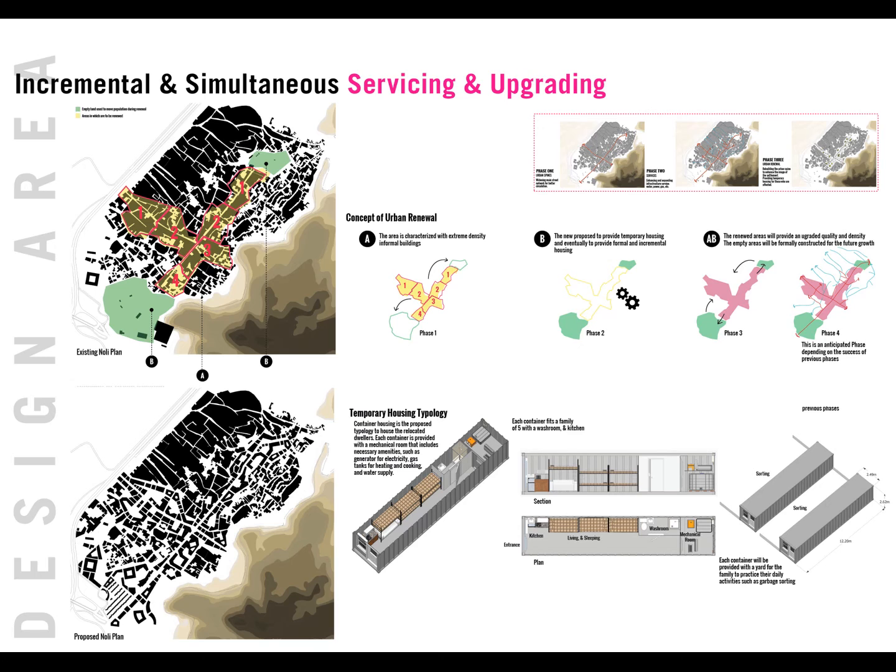Each container house will have an outdoor area for the family to perform their garbage sorting and other daily activities. It also includes a small room that contains basic amenities such as washrooms, kitchen, power generator, gas tank, and a water tank, all of which are refueled every now and then.